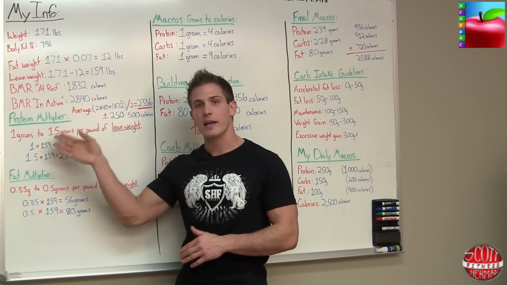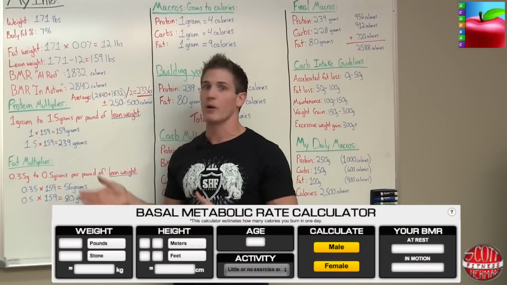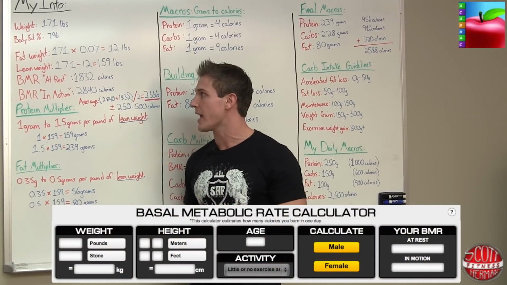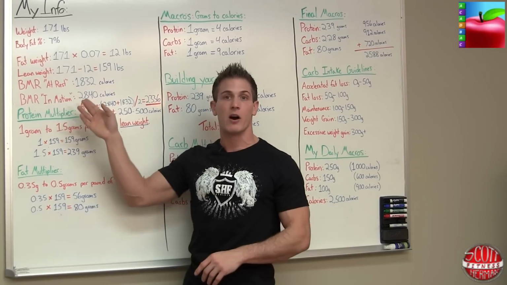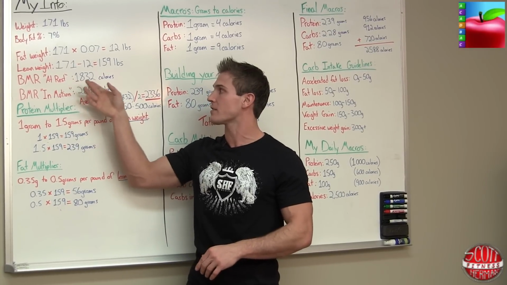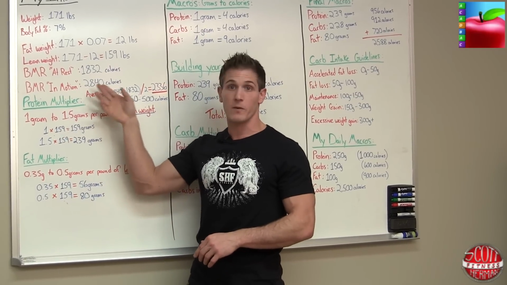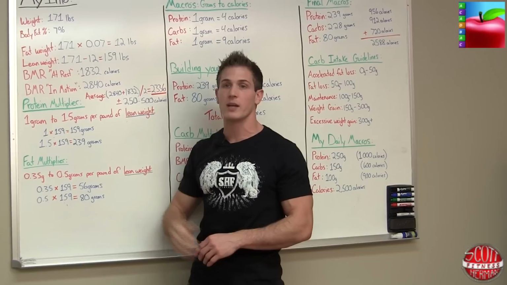Now I already did my calculations on my website for my BMR, and what I want you guys to do is actually take an average of the two numbers you get. The first number is going to be your BMR at rest. So for me it's 1,832 calories. And your BMR in motion, well, for me was 2,840 calories.